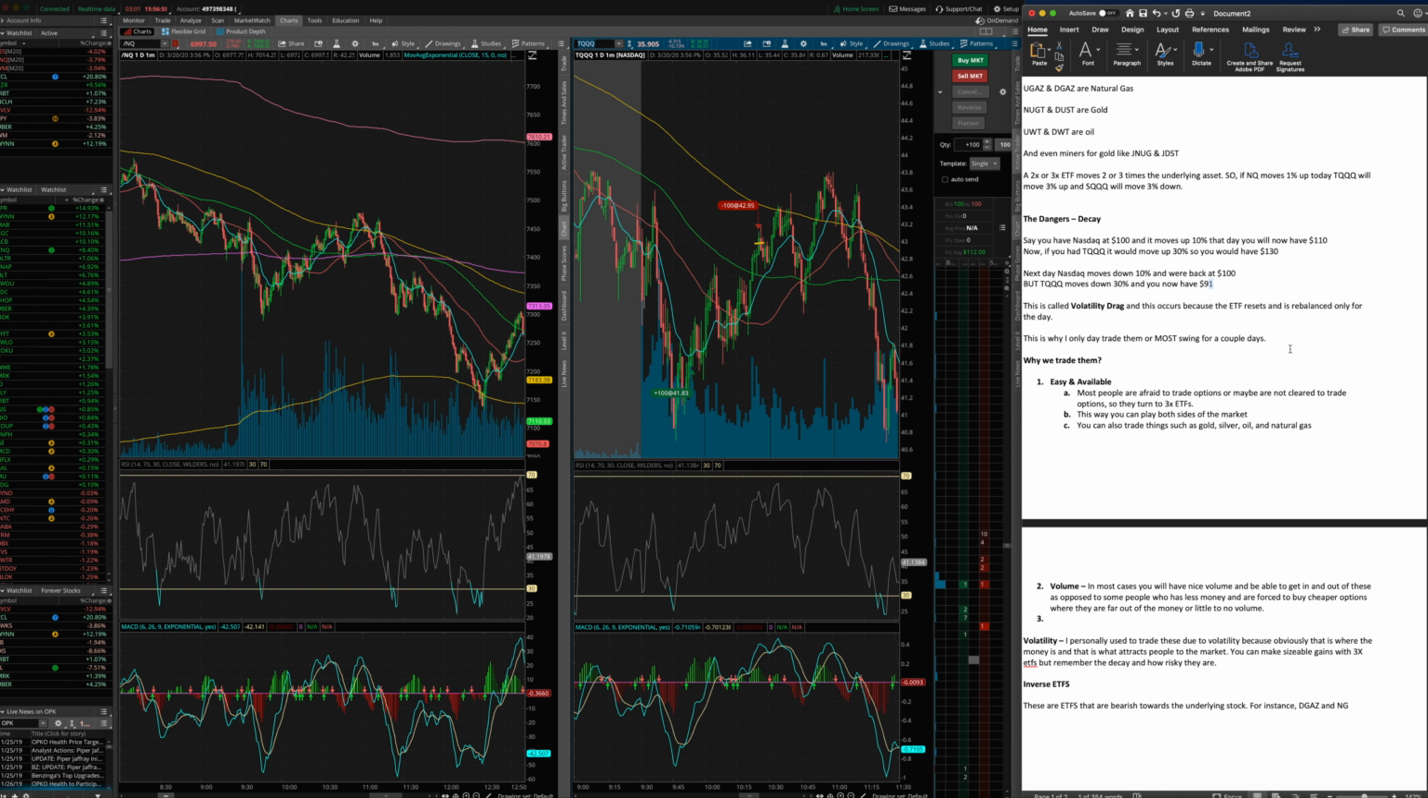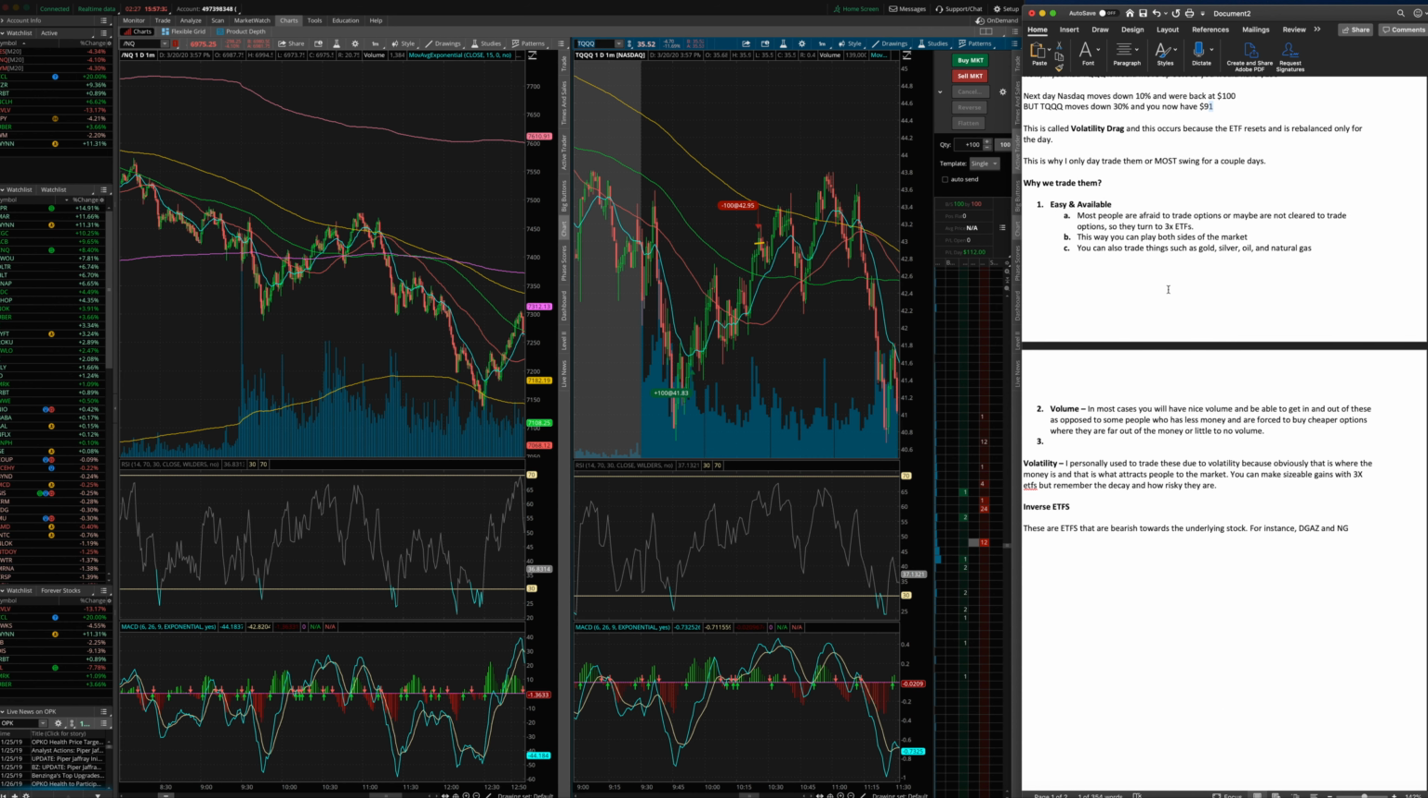You could swing trade or day trade DWT. This gives you a lot of different ways to play the market, especially in a bear market that we're in now, where overall the market is going down. Another reason that we trade triple leveraged ETFs is because you can also trade other things that you normally couldn't trade, like oil, gold, natural gas, and even silver.